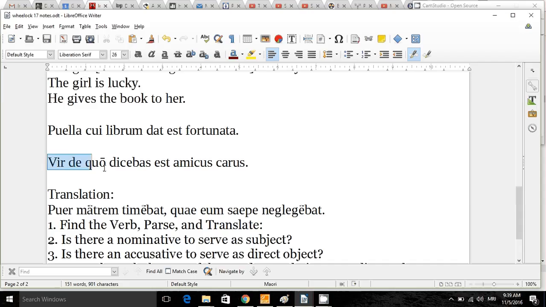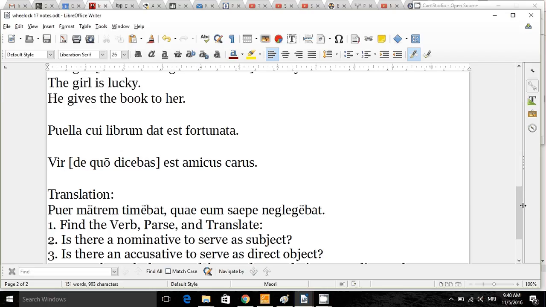Here's another example. Vir de quo dicebas est amicus carus. The sentence is vir est amicus carus. The man is a dear friend. And we'll put our relative pronoun in square brackets again. That's the relative clause. De quo dicebas. Of whom you were speaking. The man of whom you were speaking is a dear friend.